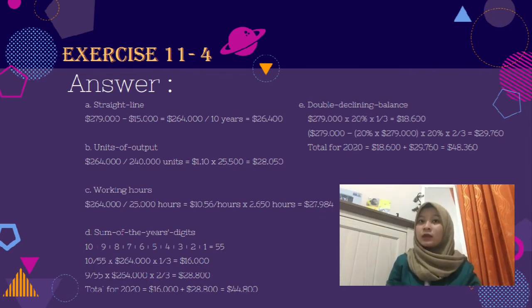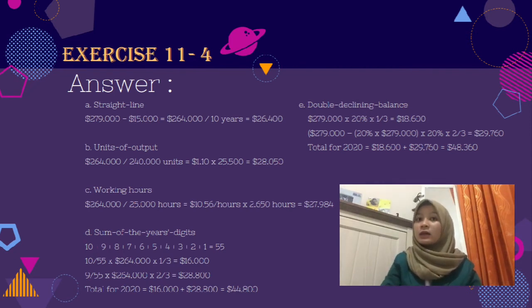B. Unit of output is $264,000 divided by 240,000 units, and the result is $1.10. And then $1.10 multiplied by 25,500, and the result is $28,050.